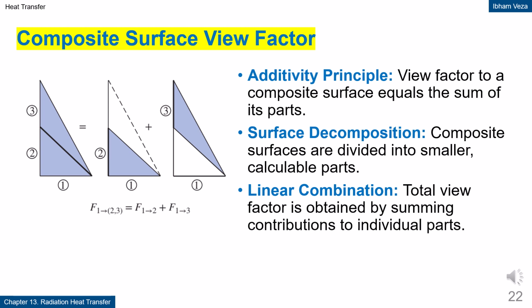Composite surface view factor. If a surface is composed of several parts, the view factor to that surface can be calculated as the sum of the view factors to each part. This principle is called the additivity principle. Complex surfaces can be divided into simpler parts that are easier to analyze. Then the results are summed to obtain the total value. This approach is very useful for complicated geometries.